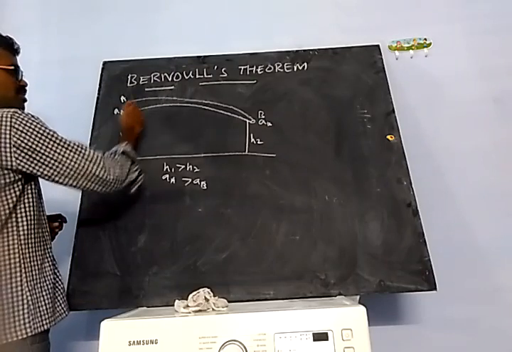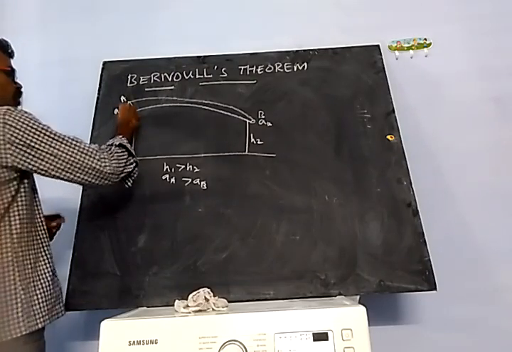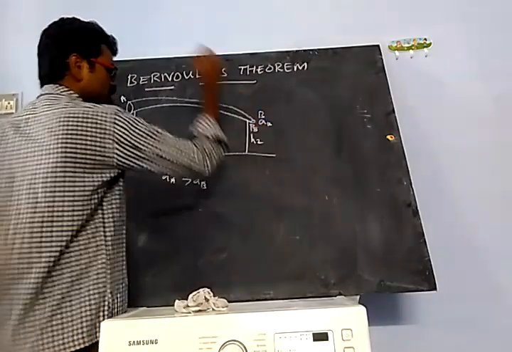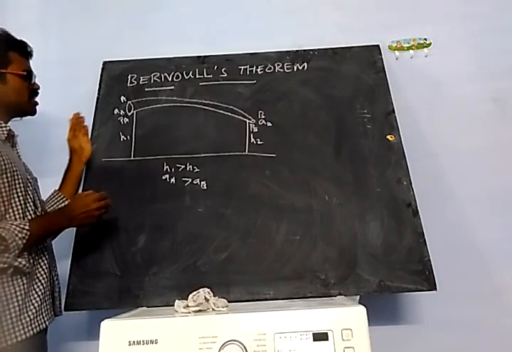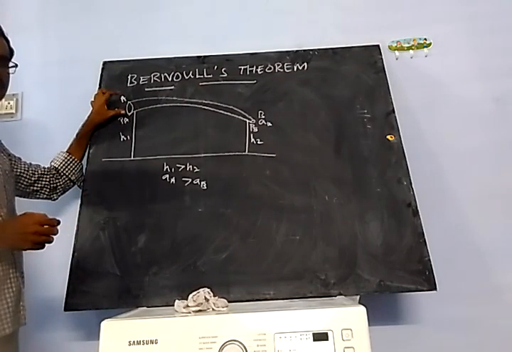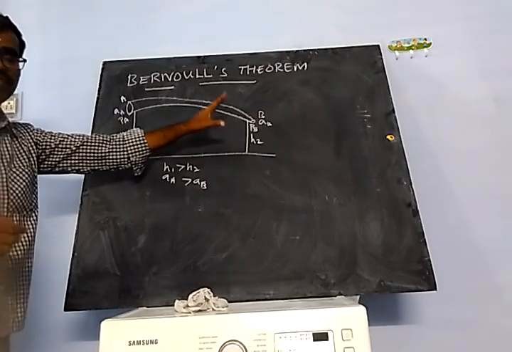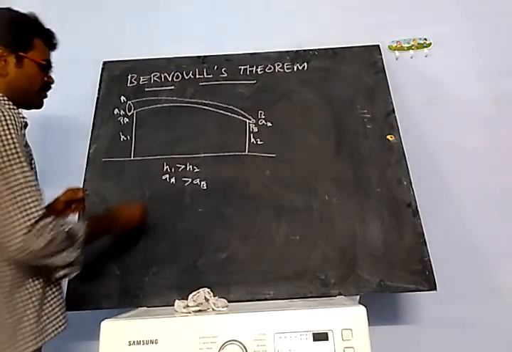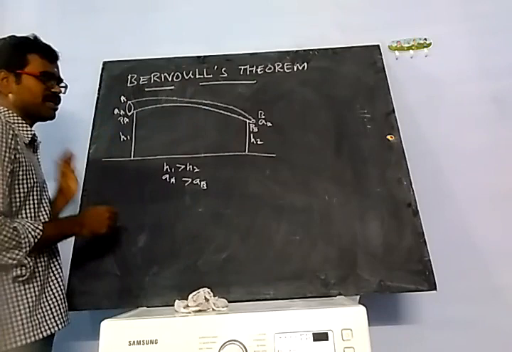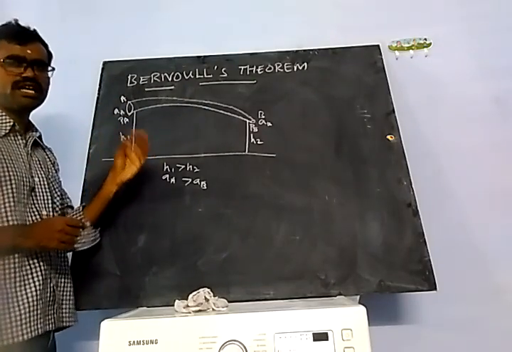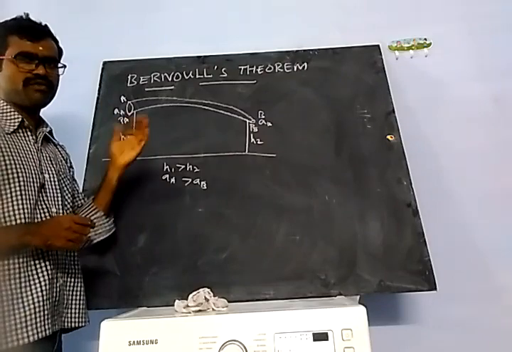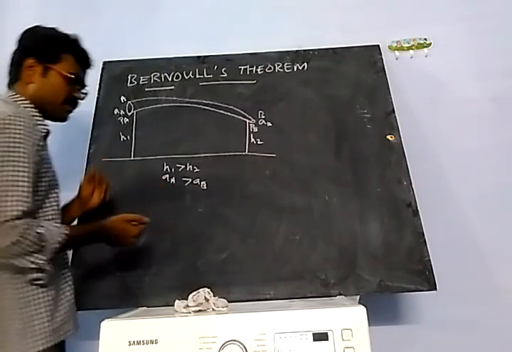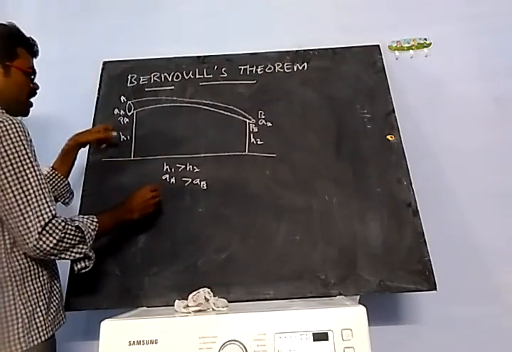Next, pressure. When the liquid is flowing through this pipe, point A has pressure PA and point B has pressure PB, because the area is different at A and B, so the pressure is also different. Here PA is less than PB, because when the area is larger, the pressure is lower, and when the area is smaller, the pressure is higher. Do you understand? We already know that. And so we have pressure energy at PA and PB.